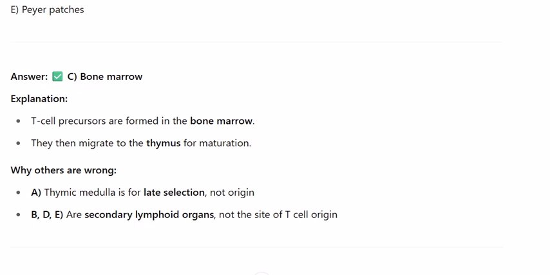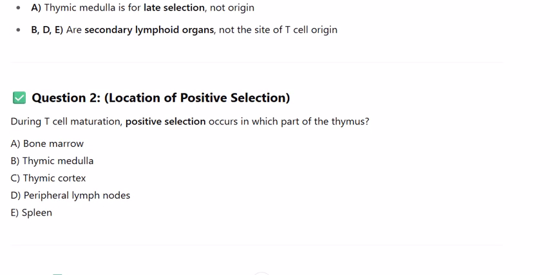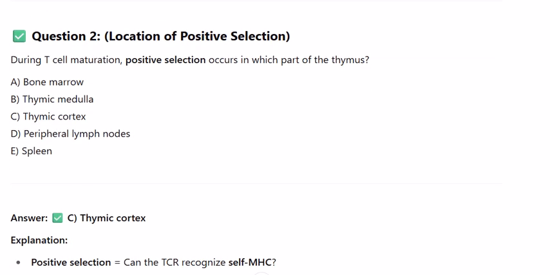Question 2. Location of positive selection. During T-cell maturation, positive selection occurs in which part of the thymus? A. Bone marrow, B. Thymic medulla, C. Thymic cortex, D. Peripheral lymph nodes, E. Spleen. Answer: Thymic cortex.